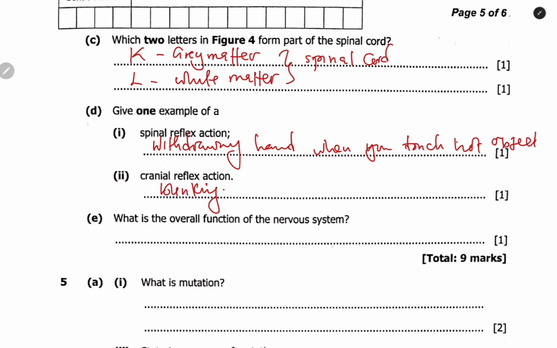What is the overall function of the nervous system? So the overall function of the nervous system, we can look at it as to respond to stimuli, both internally and externally. It responds to stimuli. Okay?